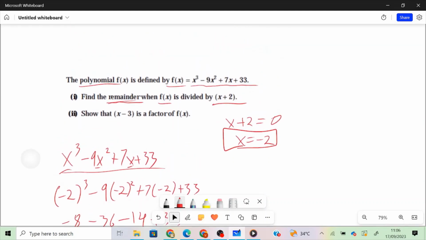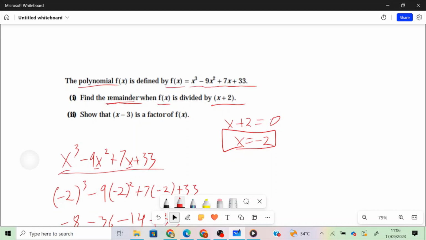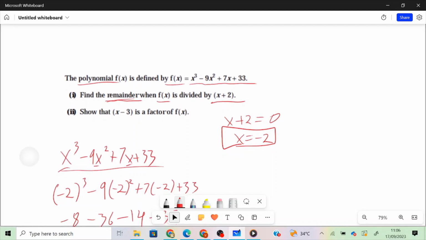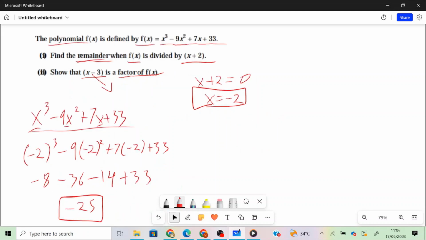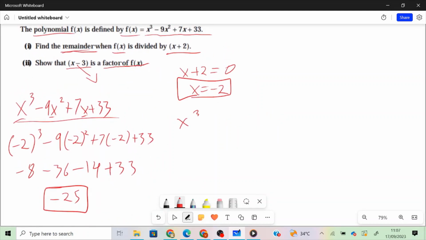Now, the polynomial f of x is defined by f of x equals x cubed minus 9x squared plus 7x plus 33. Okay, we know that. Part II says show that x minus 3 is a factor of f of x. Now, like I said earlier, when it is a factor, that means when you equate this to 0 and put the value of your x into the polynomial, you should get 0 as the final answer. So we have x cubed minus 9x squared plus 7x plus 33, and this time we're using x minus 3, and x minus 3 equals 0, so our x is 3.